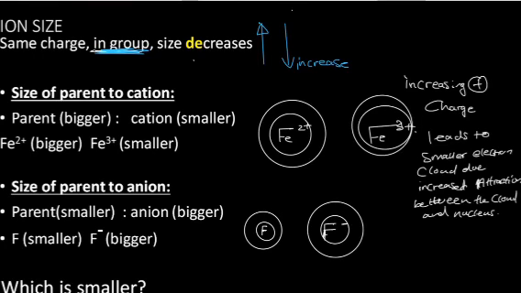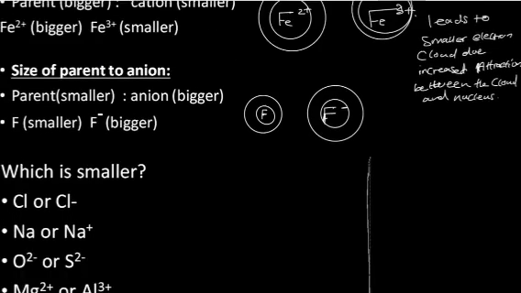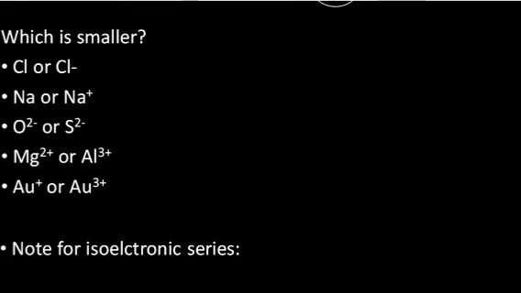When you increase the positive charge, the size becomes smaller, but when you increase the negative charge, the size becomes bigger. Now let's see if we can tell which one is smaller, which one is bigger. Let's answer these questions. Chlorine and chlorine minus. You can pause the video and answer them yourselves, and then afterwards see what answers we have given.